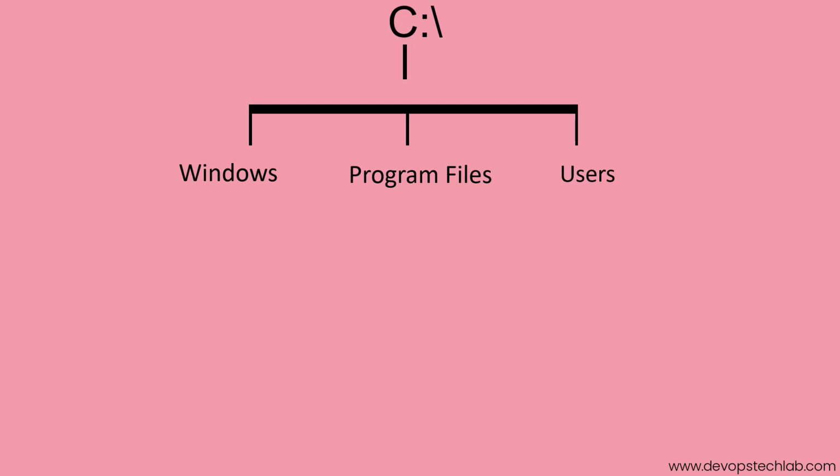In Windows, by default we have a C drive, and in C drive we have multiple folders like Windows, Program Files, Users, etc. These directories are created by default when the OS is installed. And the purpose of each directory is different.